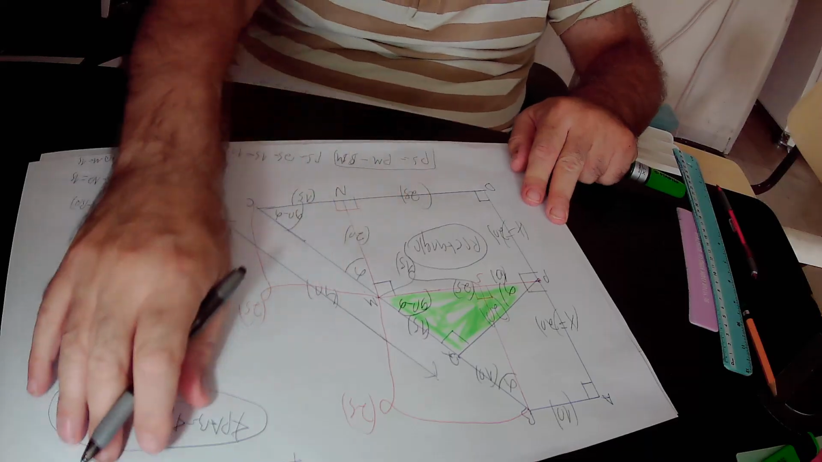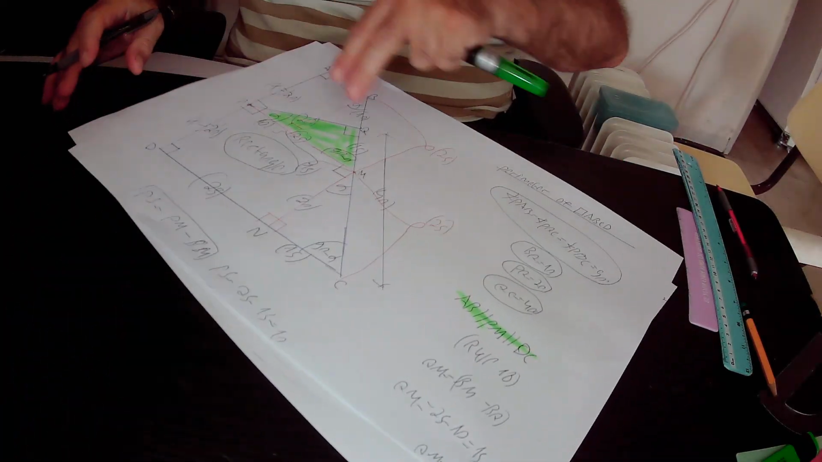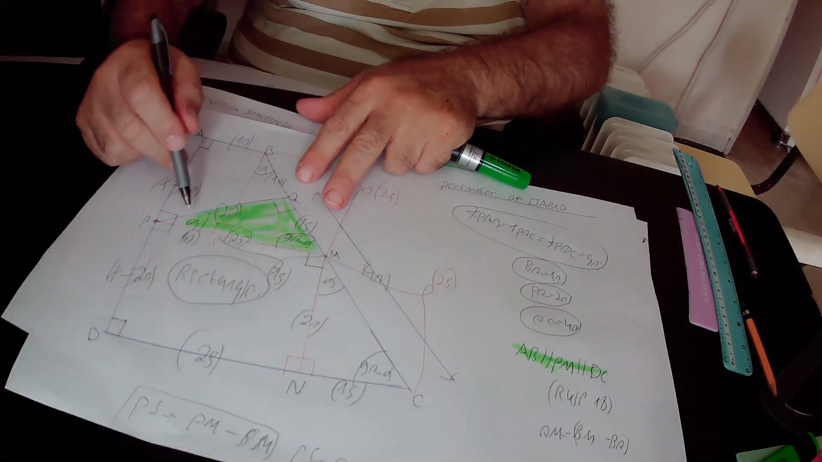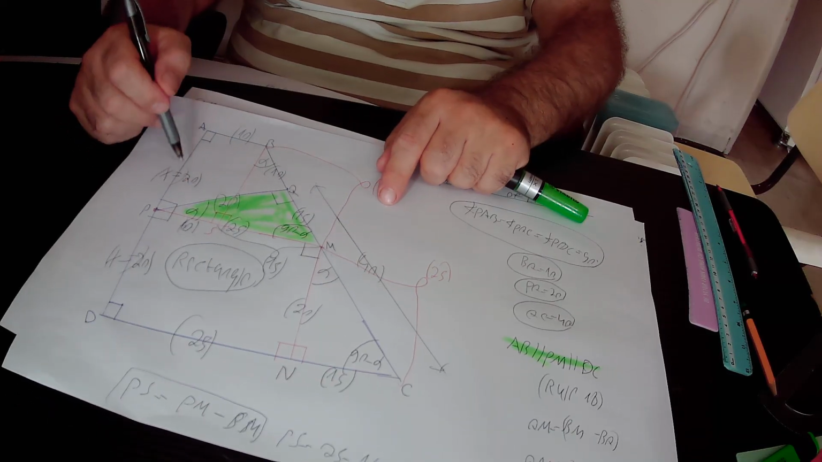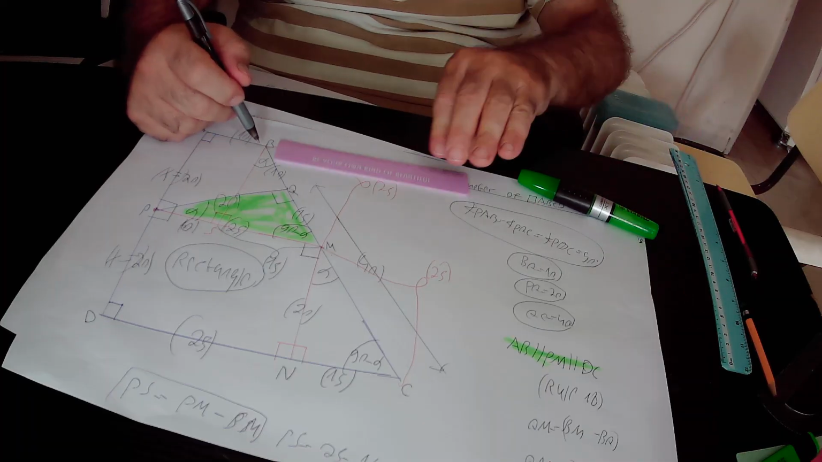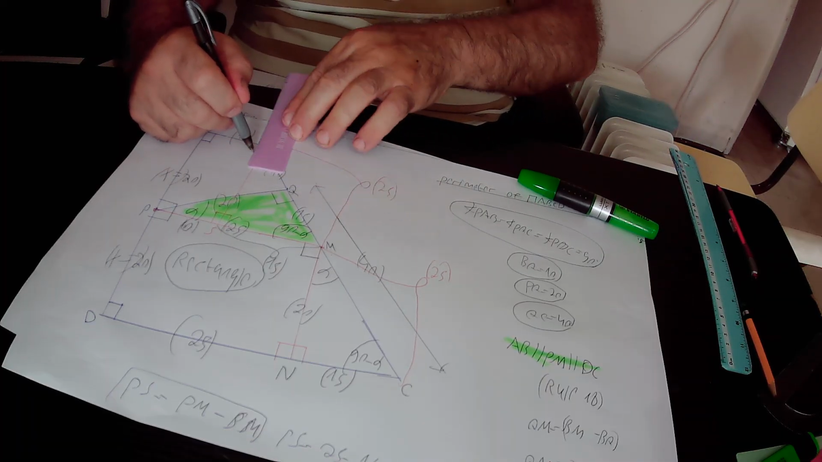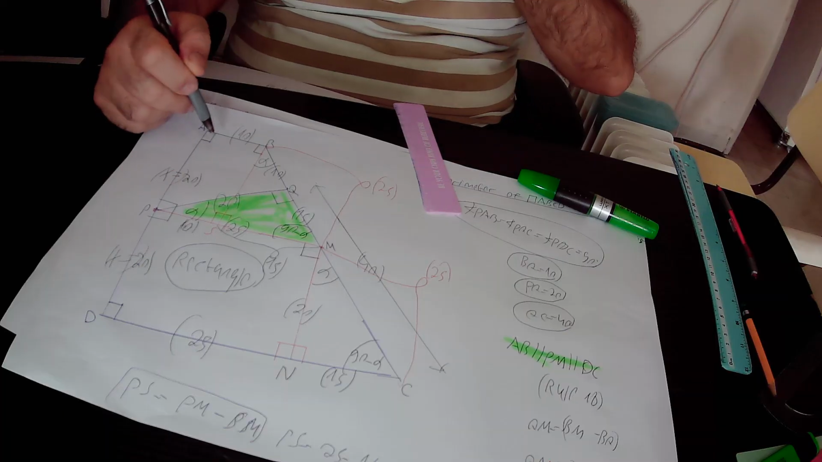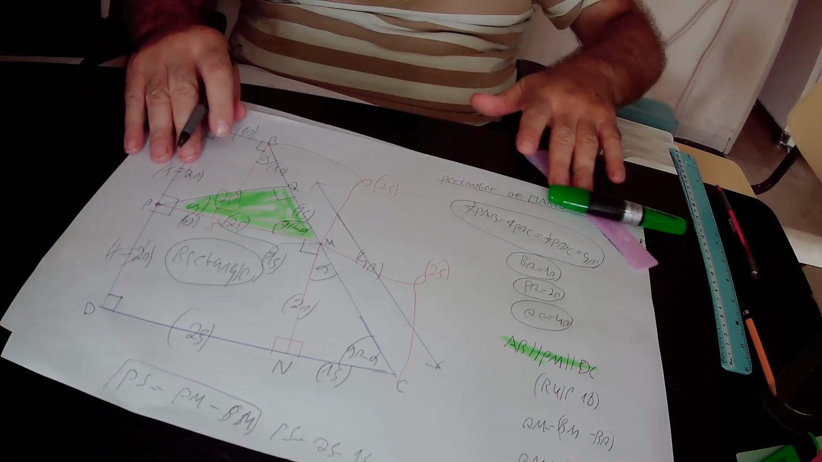In this quadrilateral ABSP, we have 3 right angles, and therefore this fourth missing angle must be equal to 90 degrees in size, and therefore quadrilateral ABSP has 4 right angles, and therefore it is a rectangle.